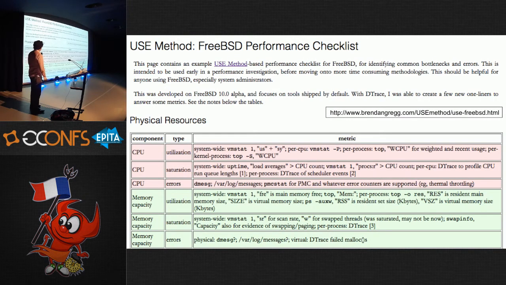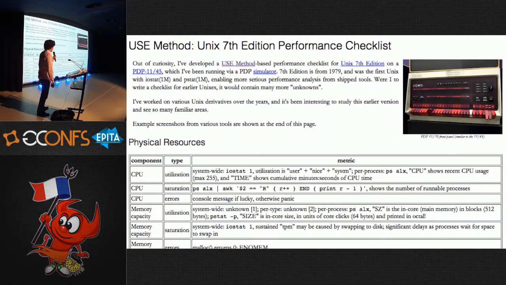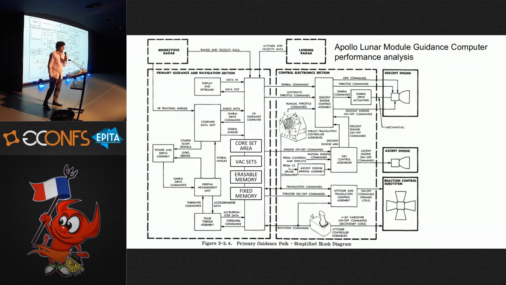There's my FreeBSD one. Again, I had to truncate this for the slide. It's very long. But I can apply that to anything, so I probably need to update this too. I applied it to Unix 7th edition because that was fun, and figured out how to do all the different things. Also applied it to the Apollo Lunar Module Guidance Computer. So if you went through this, so you're a performance engineer, it's 1969, you want to understand performance of it.